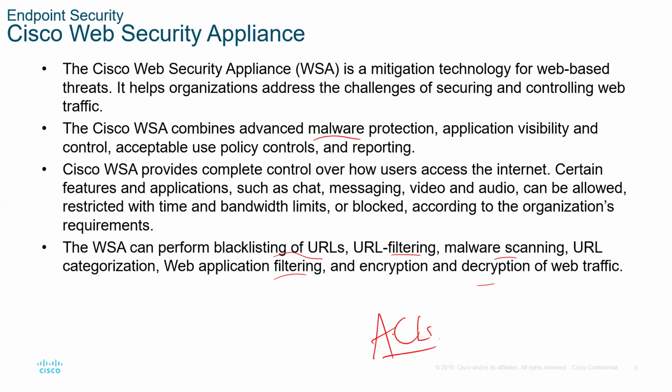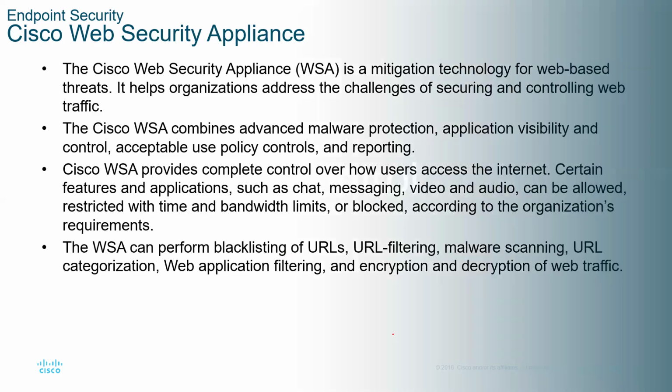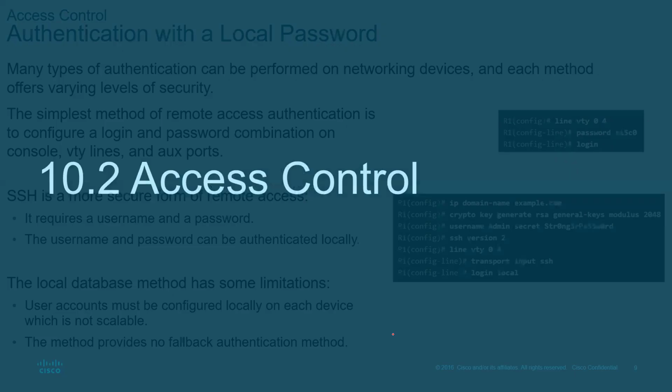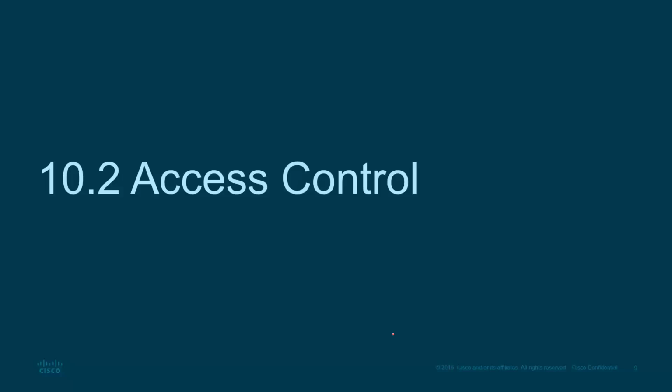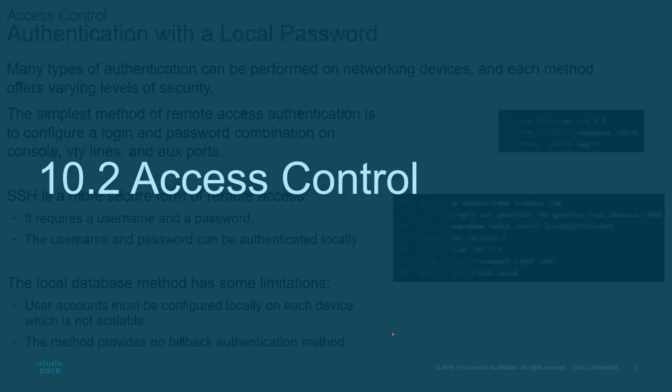Then we also have web application filtering, which blocks applications instead of websites. So you can block websites using the URL, but this one actually blocks some applications. And lastly, we have encryption and decryption of web traffic. All these are just forms of securing our web traffic. Then we have access control, right?